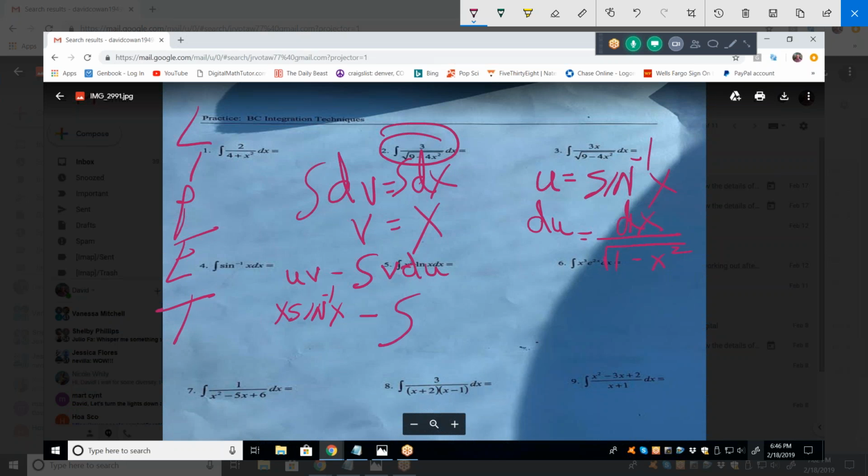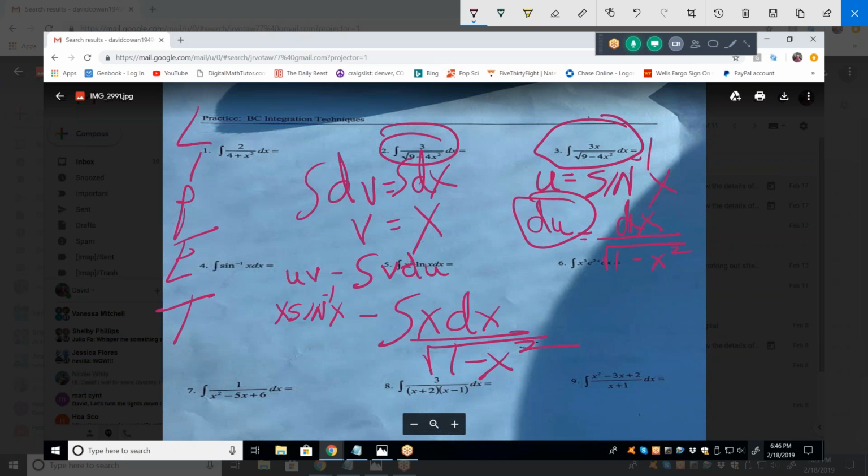Minus integral of what? Of voodoo. So x. Here's du right there. x times dx over root 1 minus x squared. How are you going to do that integral? Because we're not done with the problem, and we can do this integral. Would we do arc sine? No. Or use substitution? Substitution.